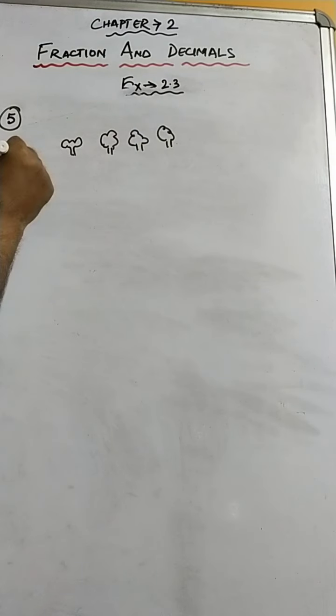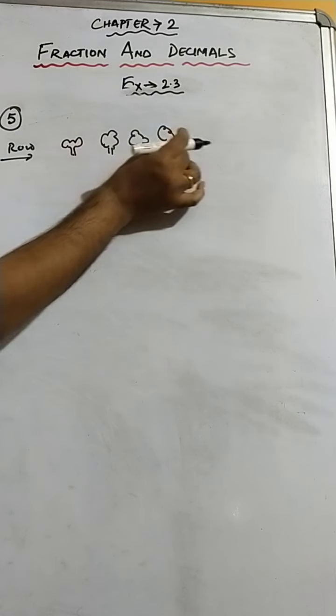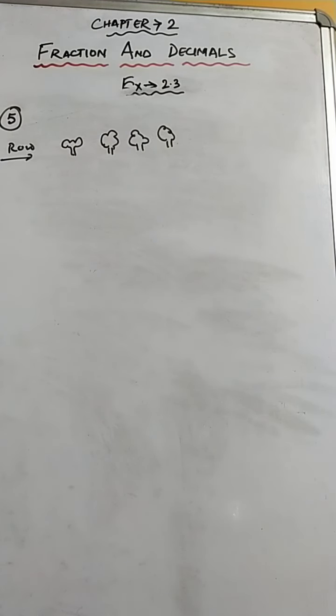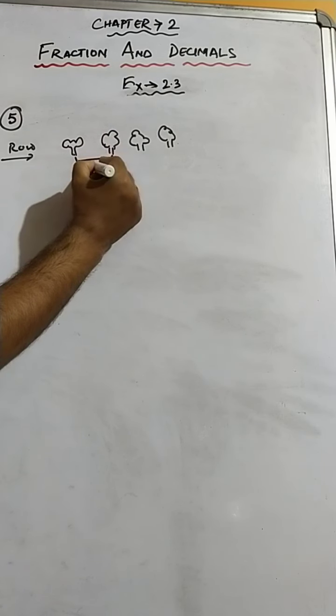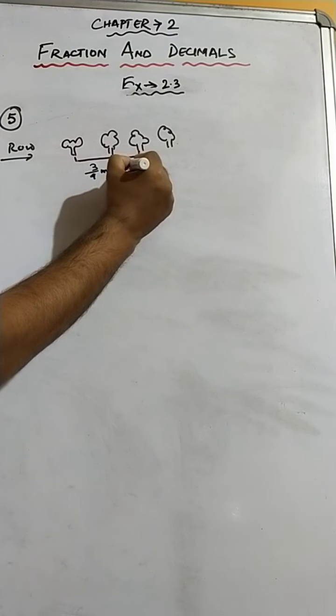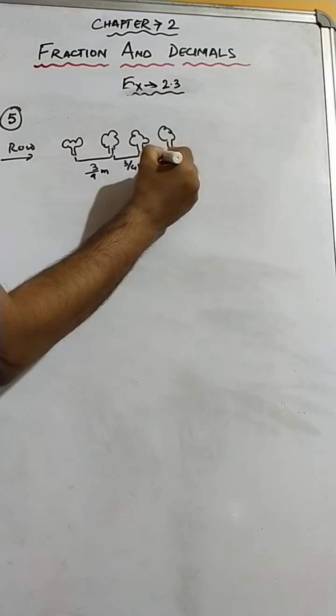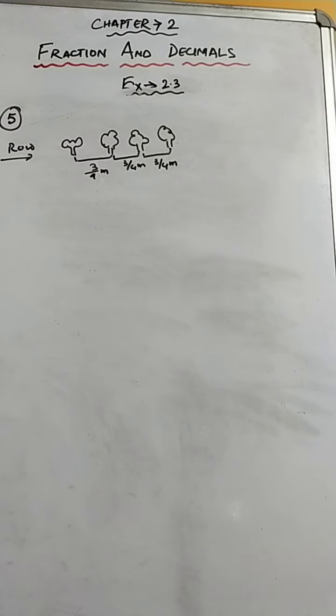So in one particular row only, she has planted 4 saplings. Now what is the next thing? The distance between two adjacent saplings is 3 by 4 meter. So the distance between each consecutive sapling is 3 by 4 meter. This distance will also be 3 by 4 meter, and this distance will also be 3 by 4 meter, isn't it? So the consecutive distance between two adjacent saplings is 3 by 4 meter.